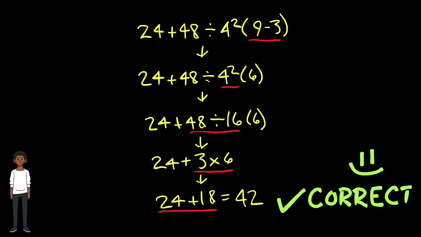Step 3. Multiplication and division from left to right. Division appears first on the left. 48 divided by 16 equals 3. Now we have 24 plus 3 times 6. Perform the multiplication. 3 times 6 equals 18. Step 4. Addition. 24 plus 18 equals 42. The correct answer is 42.